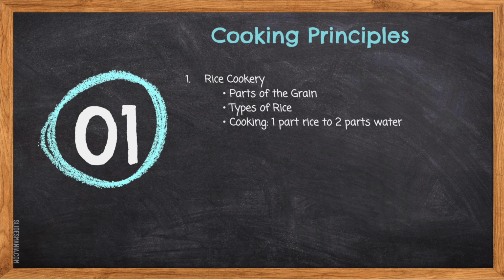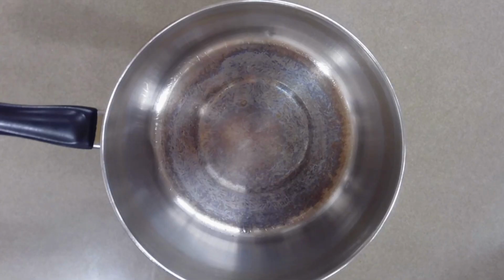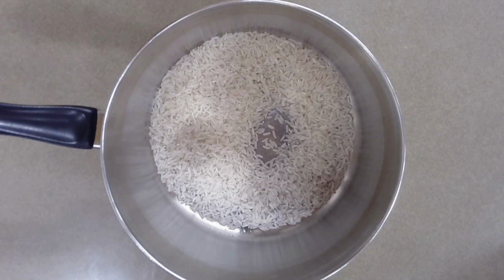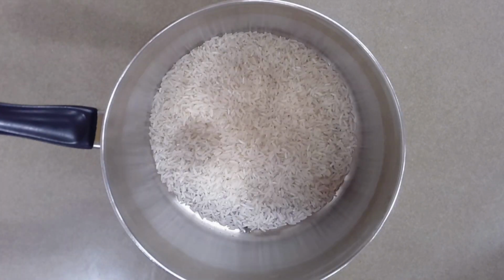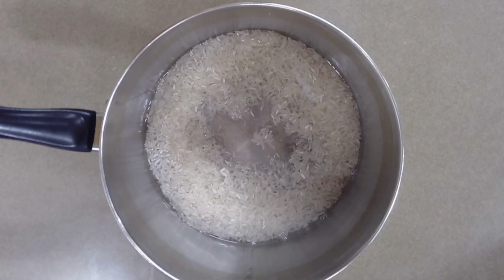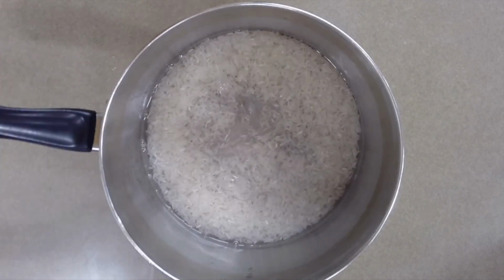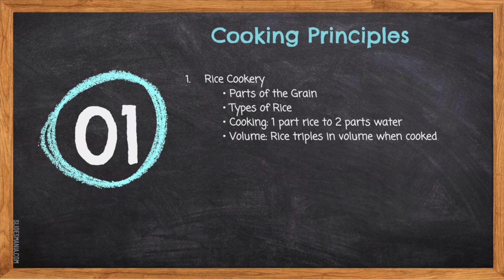Cooking: 1 part rice to 2 parts water. When making white rice, the general rule is whatever part rice you use, there should always be 2 parts water. This rule doesn't follow the same for brown and wild rice, but generally for all white rice types.